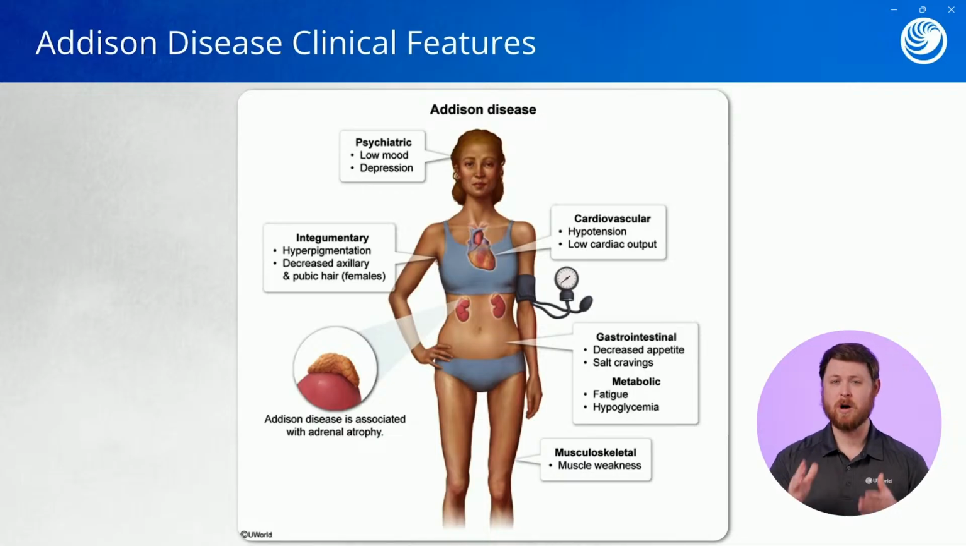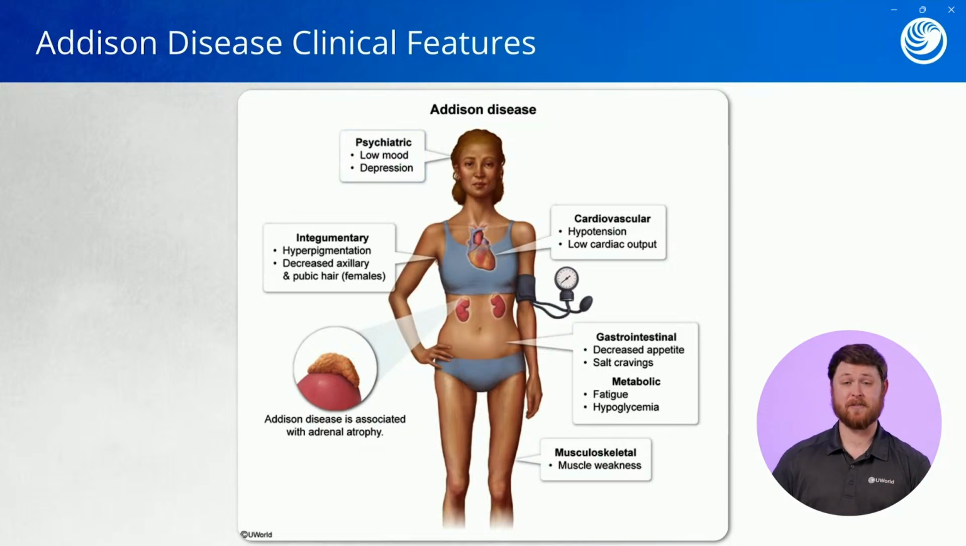While these features are mostly going to be associated with decreased levels of cortisol, decreased levels of aldosterone, which is important for sodium and water reabsorption, as well as decreased levels of these androgens can also contribute to these clinical features. Again, we think of cortisol as a stress hormone specifically. When we don't have that stress hormone and it's not regulating certain processes within our body, this can lead to a low mood as well as depression.